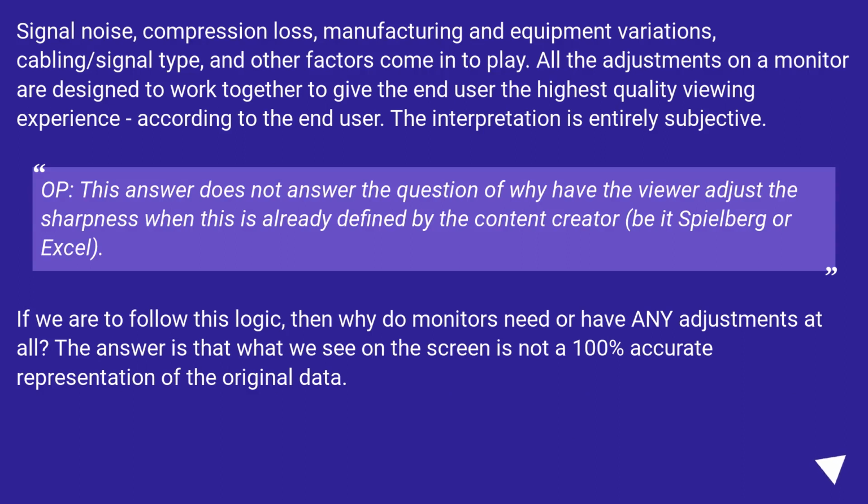Signal noise, compression loss, manufacturing and equipment variations, cabling/signal type, and other factors come into play. All the adjustments on a monitor are designed to work together to give the end user the highest quality viewing experience, according to the end user. The interpretation is entirely subjective. OP: this answer does not answer the question of why have the viewer adjust the sharpness when this is already defined by the content creator, be it Spielberg or Excel. If we are to follow this logic, then why do monitors need or have any adjustments at all? The answer is that what we see on the screen is not a 100% accurate representation of the original data.